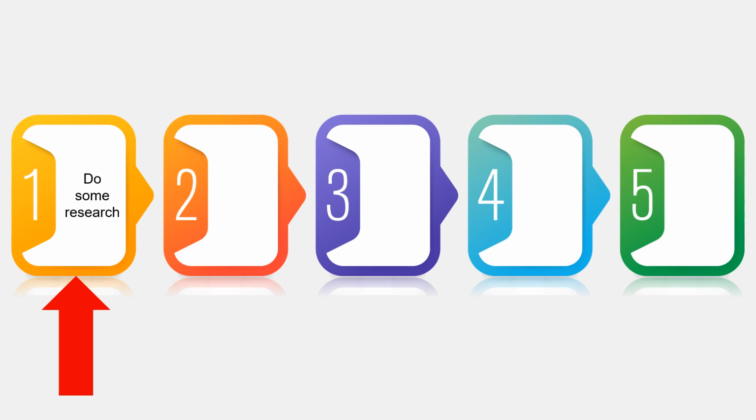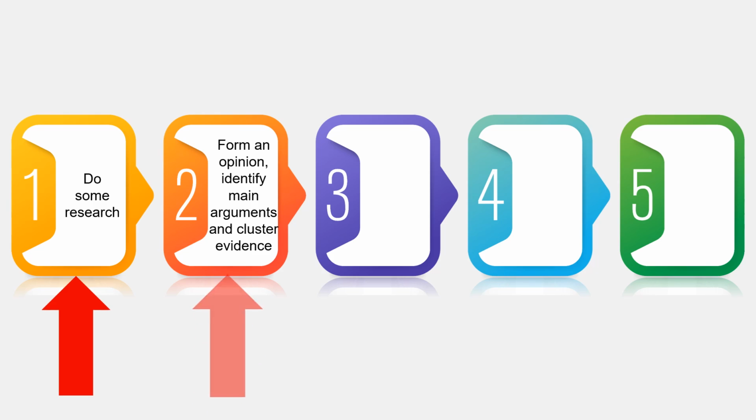After you've finished your research, you move on to step 2, in which you form an opinion, identify your main arguments, and cluster your evidence. This basically means at step 2, you're deciding what side you are going to argue in this essay. That's forming an opinion. Even at this very early stage of writing, you should be looking to see if you have more arguments and evidence on one side of an issue than another. Usually, it's a good idea to pick the side of the essay with the stronger arguments and the greater amount of evidence to write about.